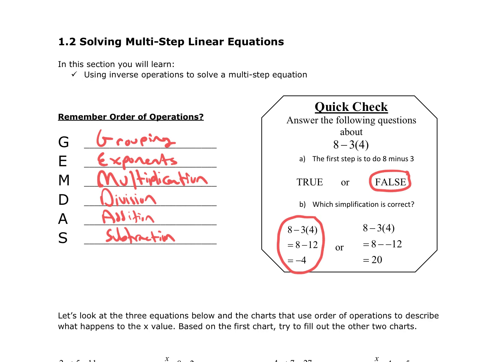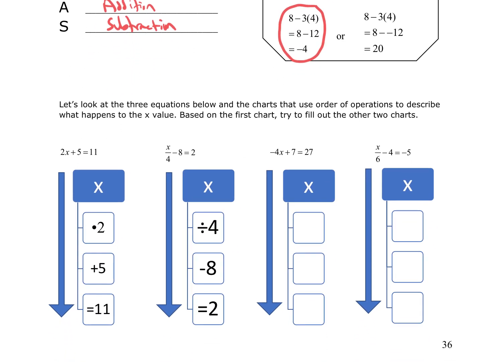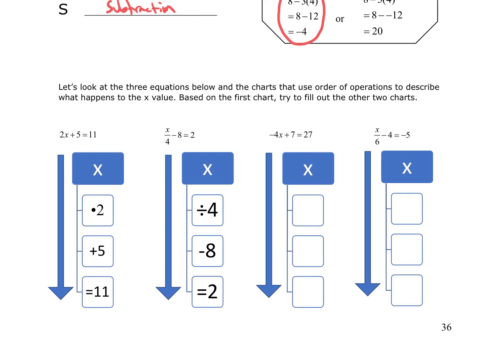Now, let's take a look a little lower on the page here. We've got some of these charts. What we're really doing here is describing the order of operations based on what happens to the x value. So let's look at the first two charts, and then we'll try to fill out these next two. So 2x plus 5 equals 11.